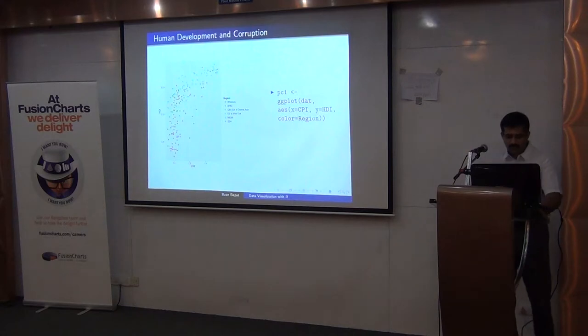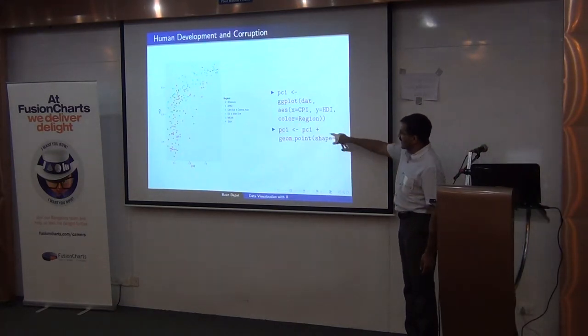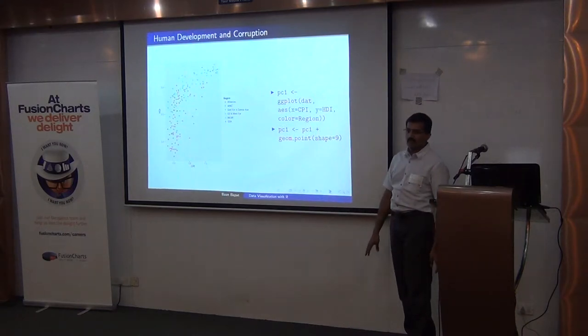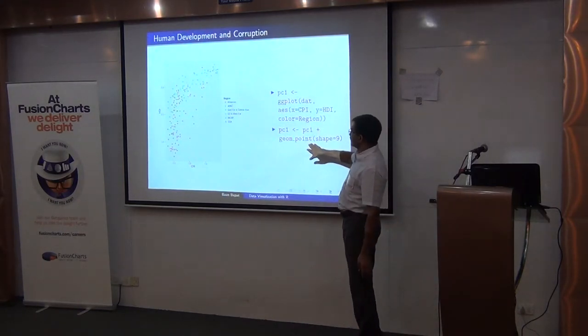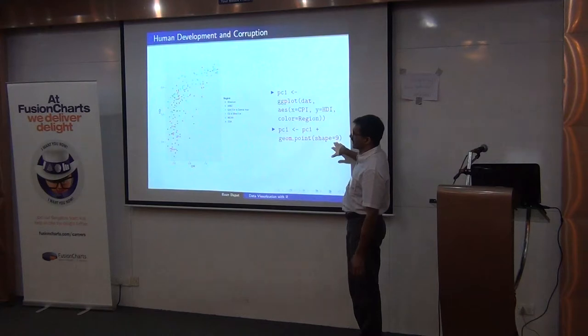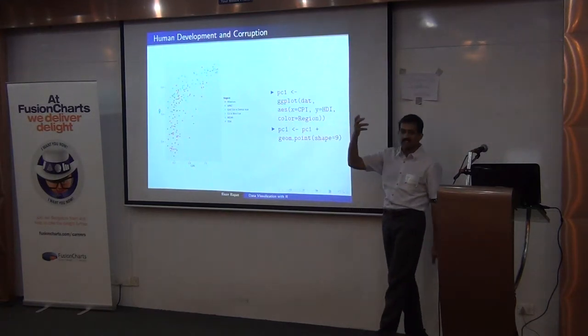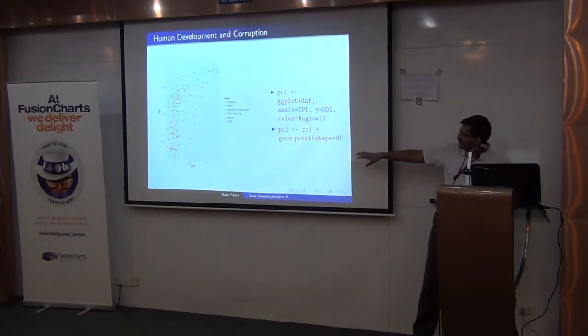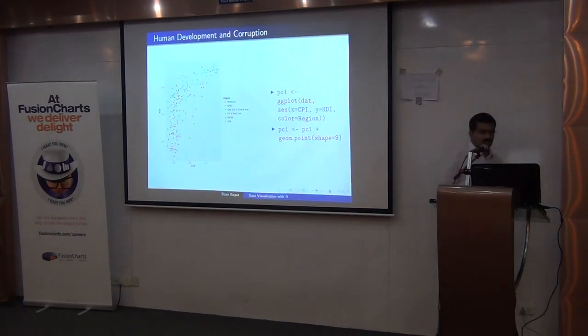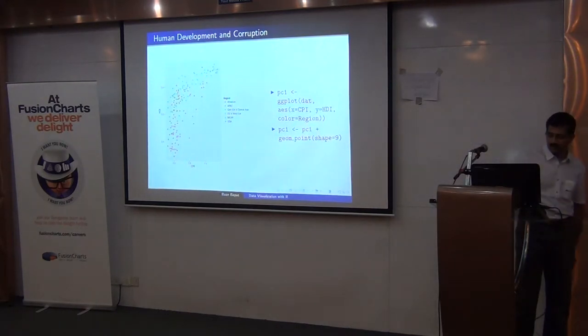Nothing new. Now this is where it starts looking different. I add to that the geometry of the points, using a particular shape. Similar to the pch argument in plot, we have shape, and there are various shapes which are by default available. You can also add your own.